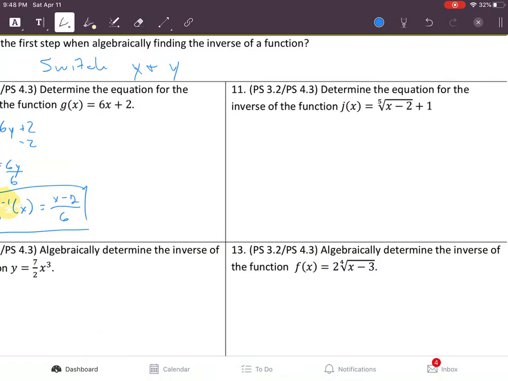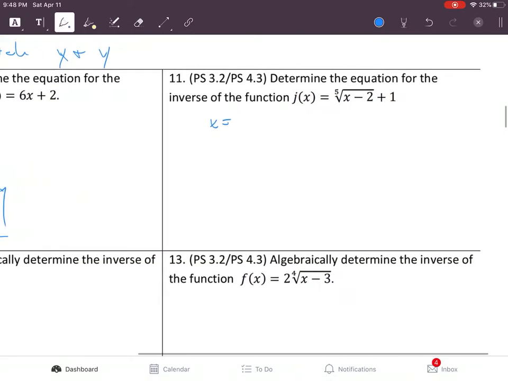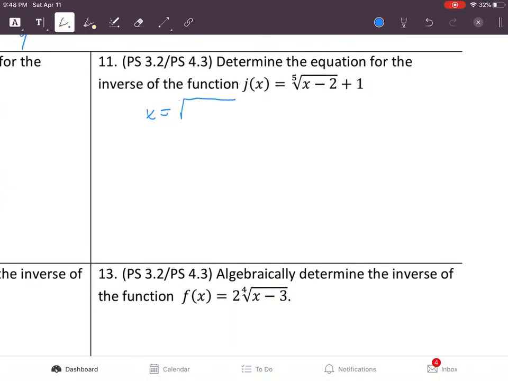All right, number 11. Same idea. We have x is equal to the fifth root of y minus 2, plus 1. So now we want to solve for y. First step, we have to get the root part by itself by subtracting 1. So we have x minus 1 equals the fifth root of y minus 2. Next, to get rid of the fifth root, we're going to raise it to the fifth power on both sides.